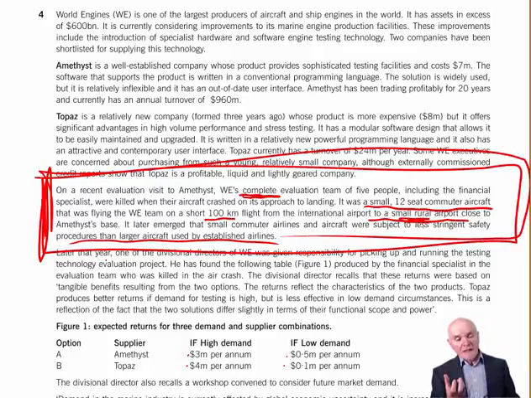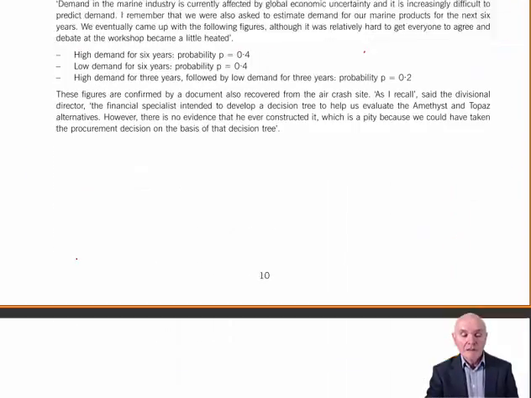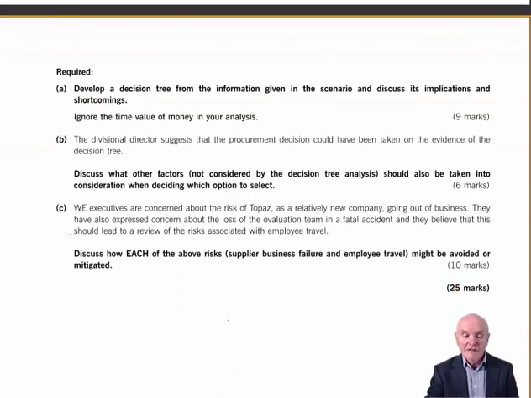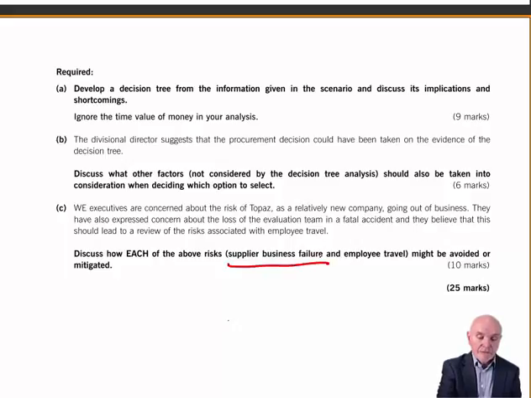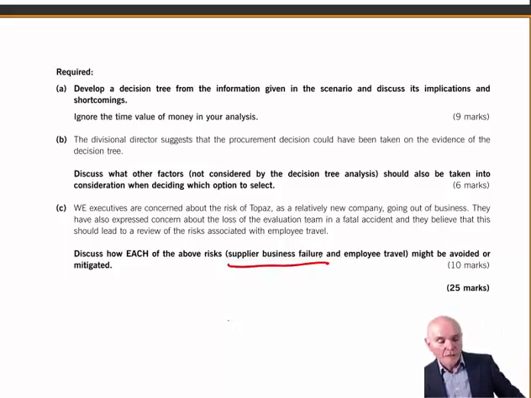and tried to pick up the little bits of information given there, because you won't really have thought, I think, very much at all. It's certainly not explicitly covered in the syllabus. How to protect members of your staff from accidents during employee travel. Supplier business failure is the other one here. How could it be avoided or mitigated?